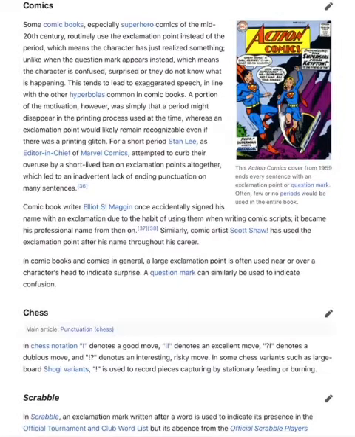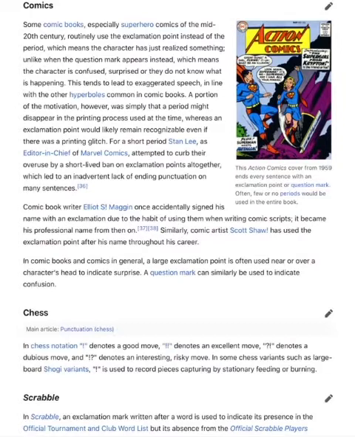This tends to lead to exaggerated speech in line with the other hyperbole common in comic books. A portion of the motivation, however, was simply that a period might disappear in the printing process used at the time, whereas an exclamation point would likely remain recognizable even if there was a printing glitch. For a short period, Stan Lee, as editor-in-chief of Marvel Comics, attempted to curb their overuse by a short-lived ban on exclamation points altogether, which led to an inadvertent lack of ending punctuation in many sentences.